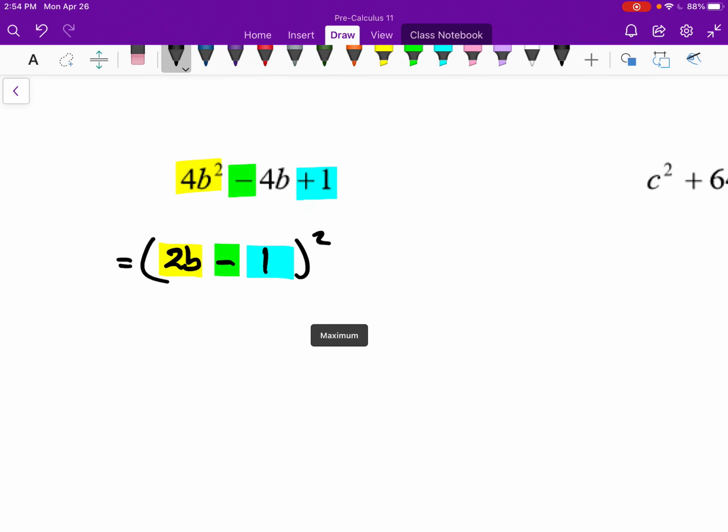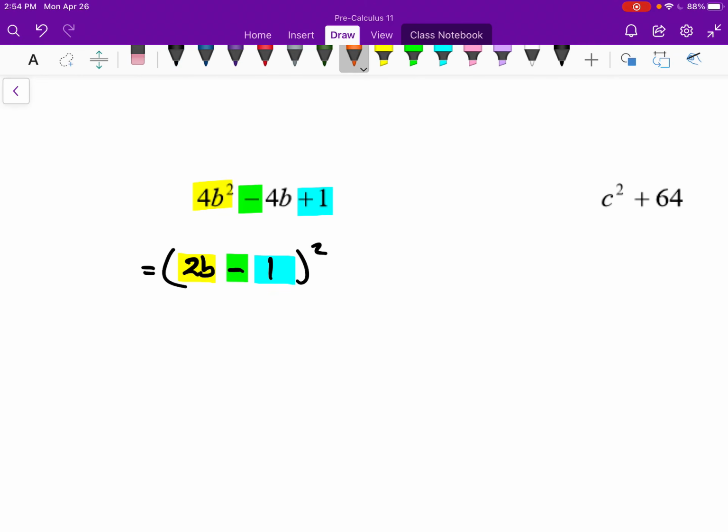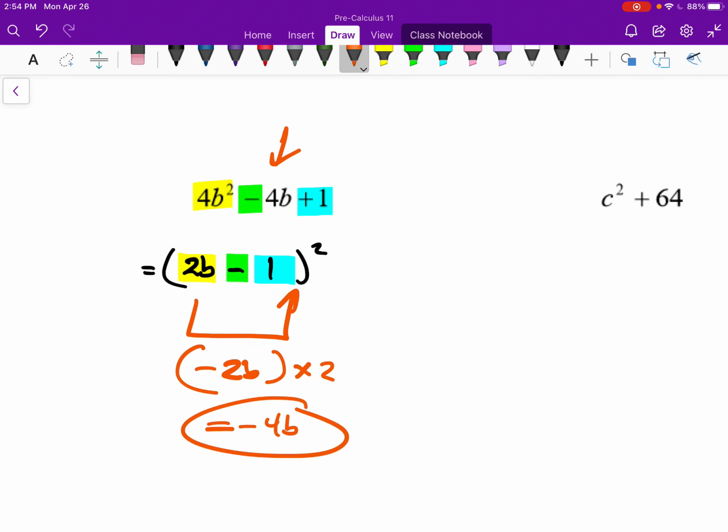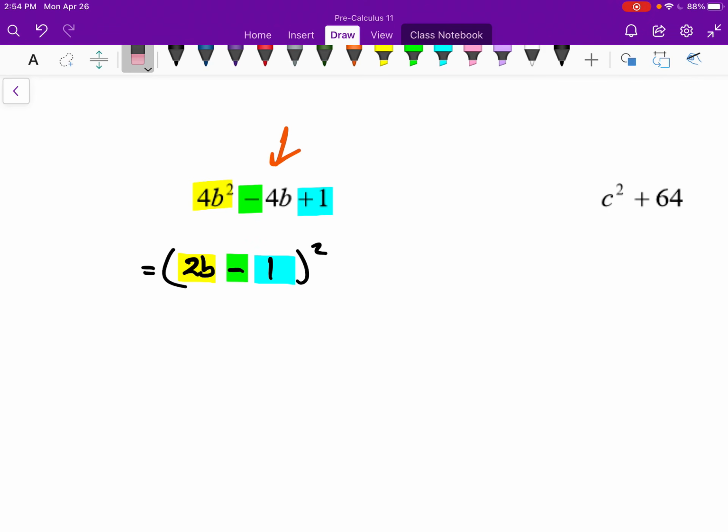But how do I know that middle term is correct? How do I know this is a perfect square? Well, let's see. That middle term, minus 4b, should be the same as 2b times negative 1, which is negative 2b, all times 2. Negative 2b times 2 is negative 4b. That's exactly what I see right there. And only now do I know with certainty that this really is a perfect square. So now I'm done. I erased that work there, but I want to keep my answer. Now I know I factored this properly.